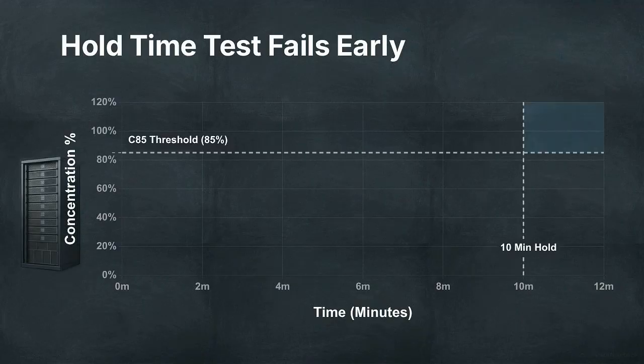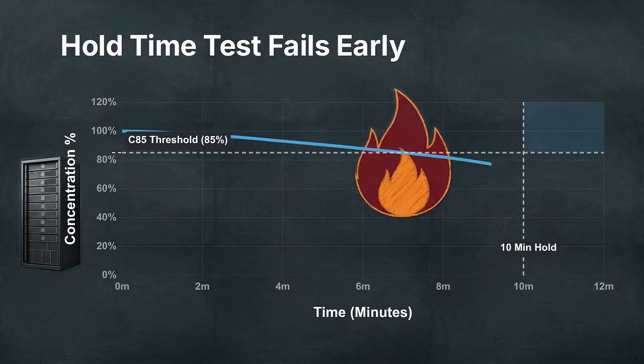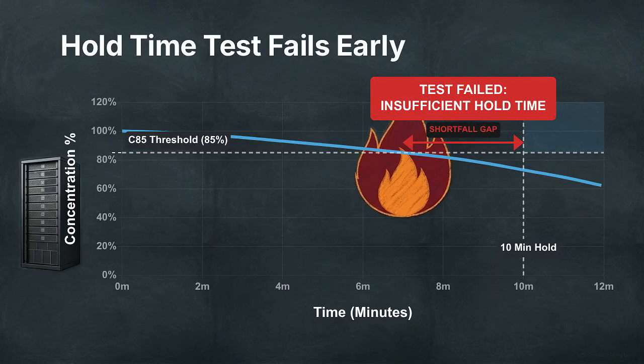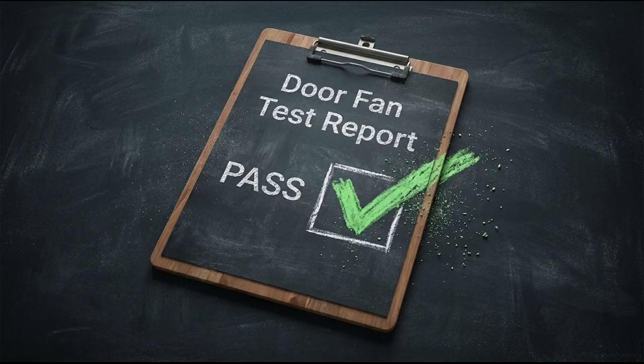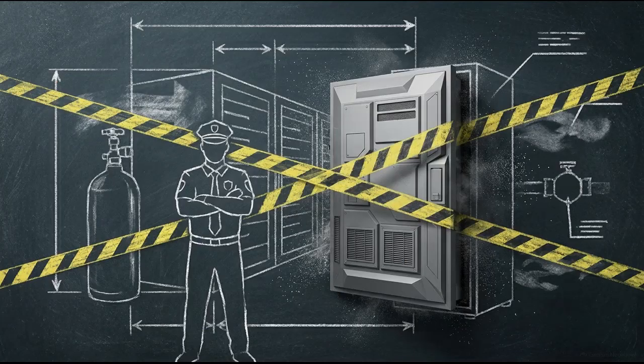If the predictive model shows the concentration dropping below 85% of the required design level at the height of the tallest protected equipment before the 10-minute mark, the test fails. The contractor must physically hunt down the leaks, apply approved fire stopping, and repeat the test until the room holds the gas. If a live discharge occurs, recovery is heavily governed.